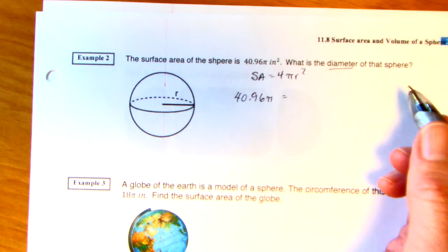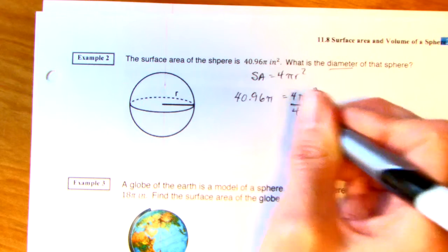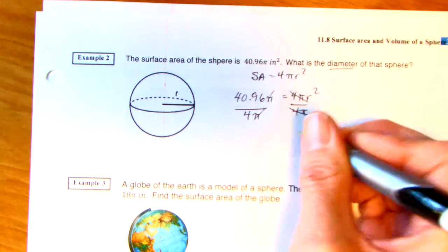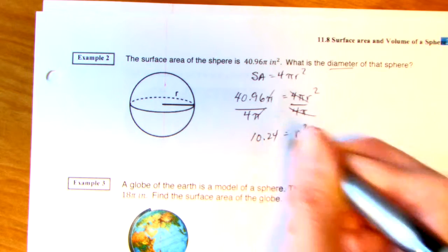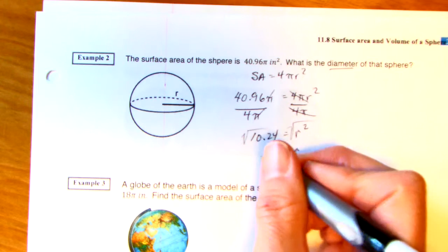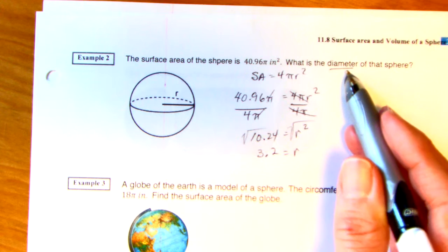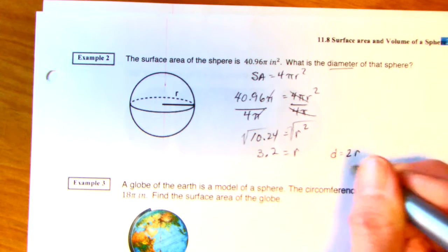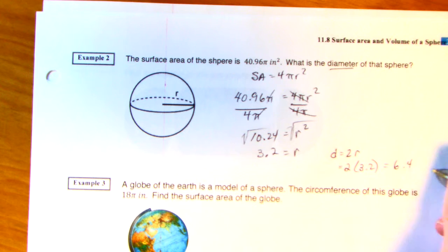So we need to find out what the radius is and then double it. So 4 pi r squared. I'm going to divide both sides by 4 pi. You'll see that these pi's will cancel. R squared is equal to 10.24. And then take the square root. So you get 3.2. Some people stop and forget to answer the question. We want the diameter. So remember, the diameter is equal to 2r. So 2 times 3.2 is 6.4, and that will be inches.